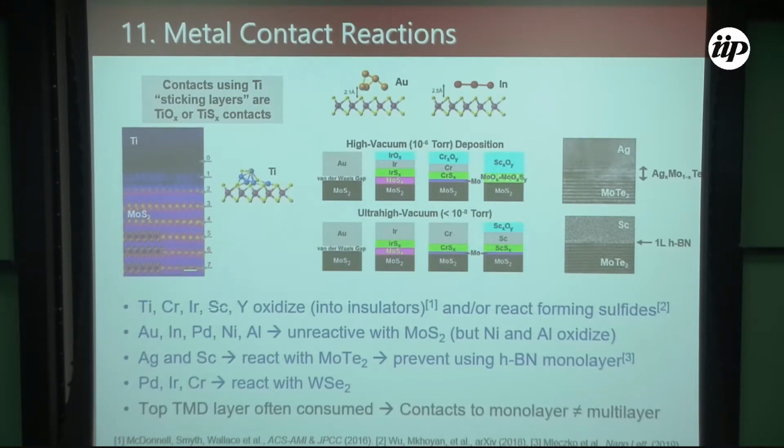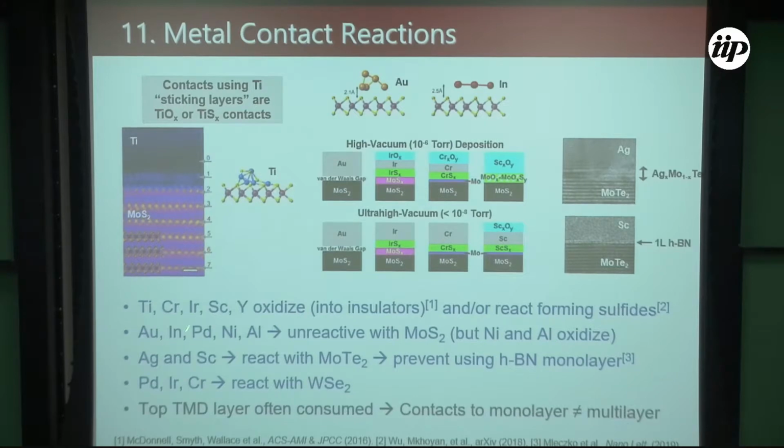I know this is kind of difficult to read, and I apologize. I kind of group things by what we've learned happens. So Ti is really bad for contacts. Chromium is probably next bad. Iridium oxidizes too. I should probably order them. Yttrium and scandium are probably worse than iridium, but iridium has been shown to eat sulfur. You see, iridium sulfide is formed in these contacts.